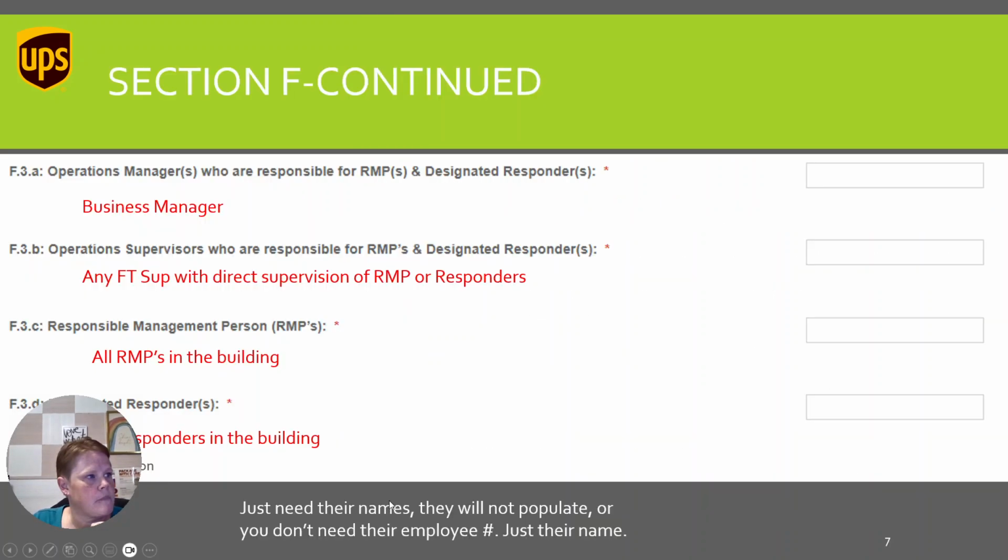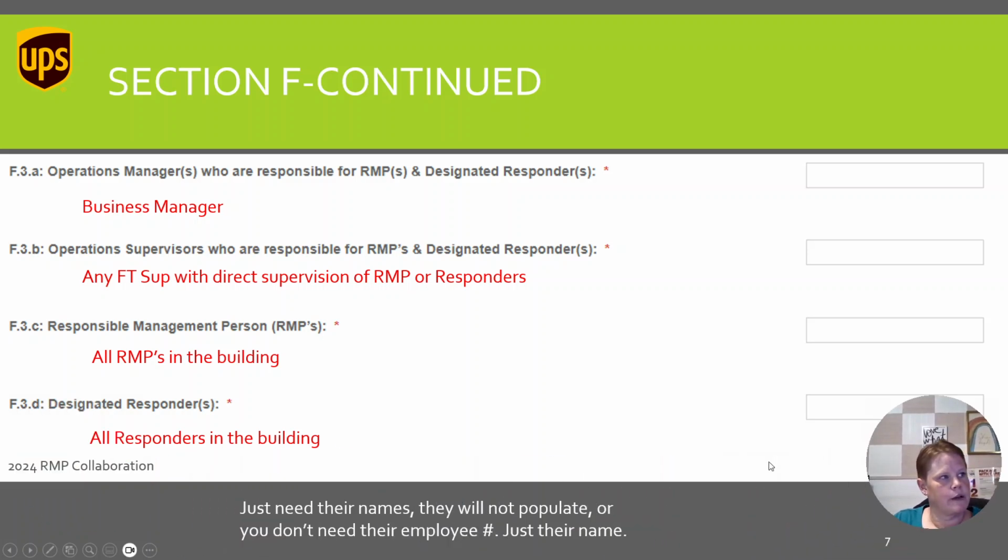All right, section F. I'm going to move myself back over here. Section F, your operations manager is your business manager. Operations supervisor who's responsible is any full-time soup that has direct supervision over an RMP or a responder. So it might be an on-road, it might be a full-time preload soup, it might be, if you've got a full-time hub soup, wherever you are, any full-time soup with direct supervision of RMPs and responders. If you do not have any full-time soups in your building other than your business manager, which you should have an on-road if you're in a small building, and then that would just be your on-roads. But if you don't have any, just type none.